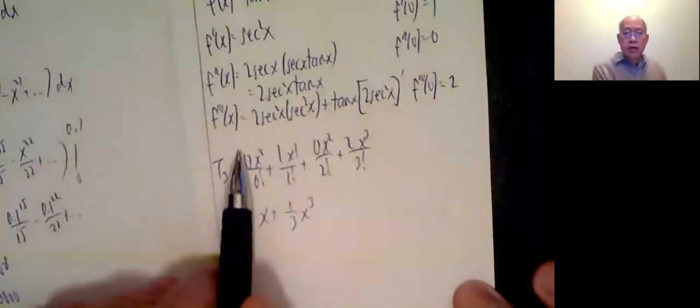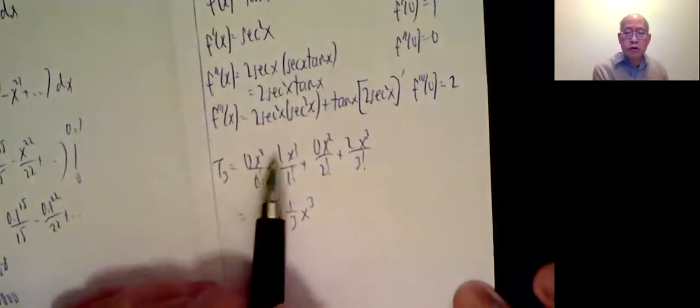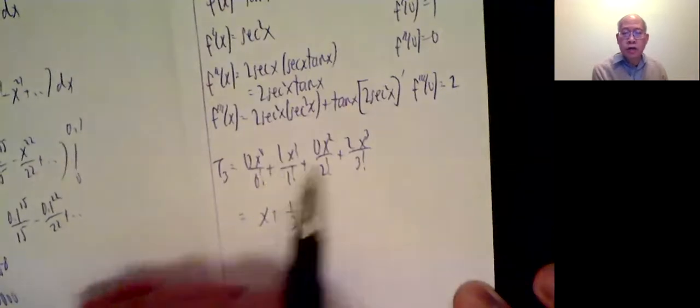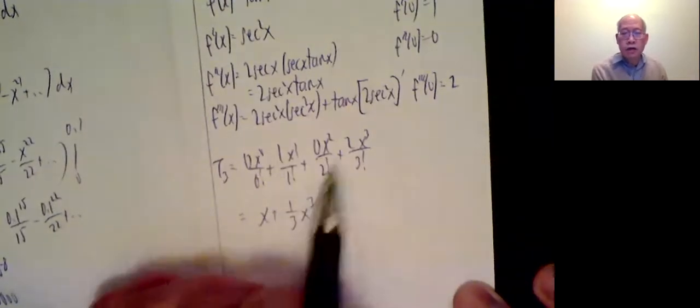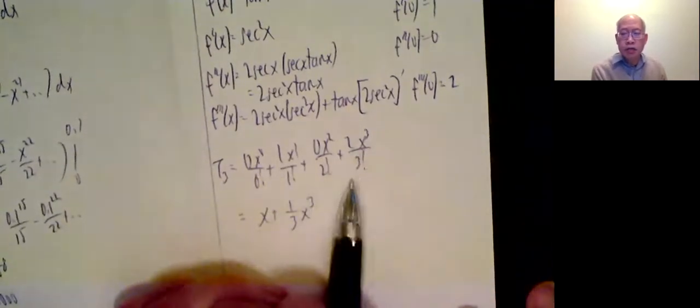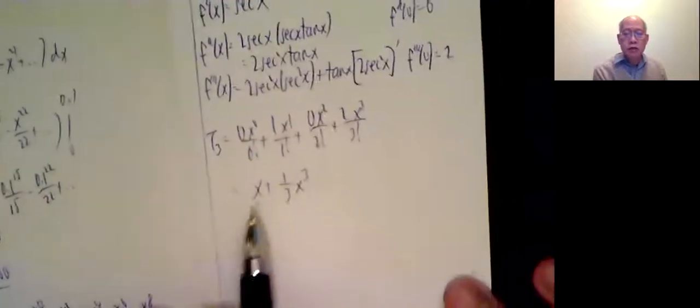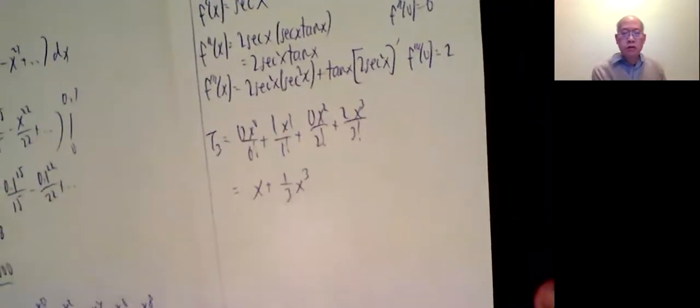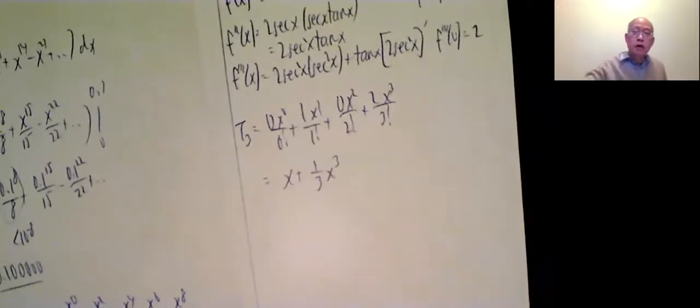So T3 is 0, x to the 0 over 0 factorial, plus 1, x to the 1 over 1 factorial, plus 0, x squared over 2 factorial, plus 2, x cubed over 3 factorial. That's gone, that's gone. So the final answer is x plus 1/3 x cubed. Right, so that was exam 5 for Math 110.